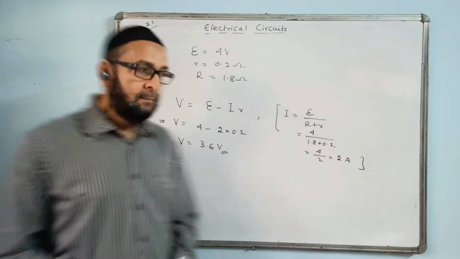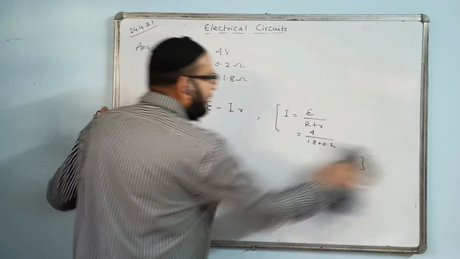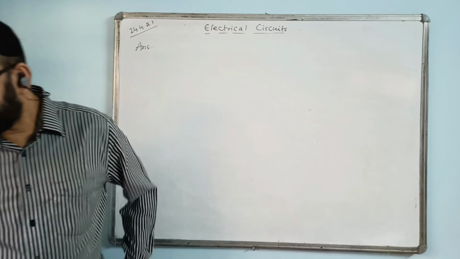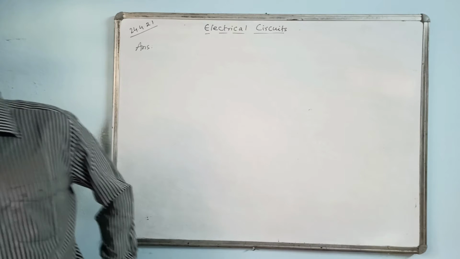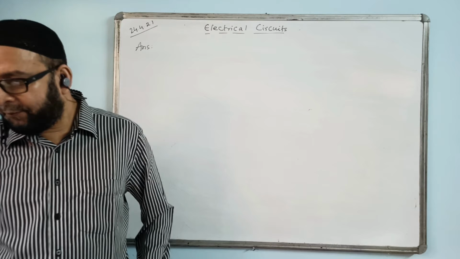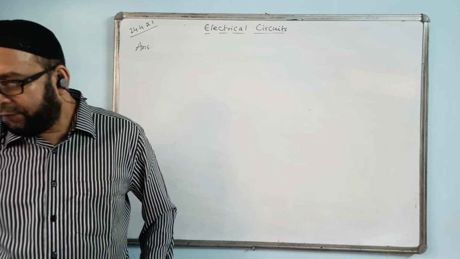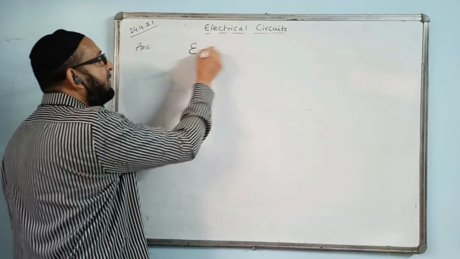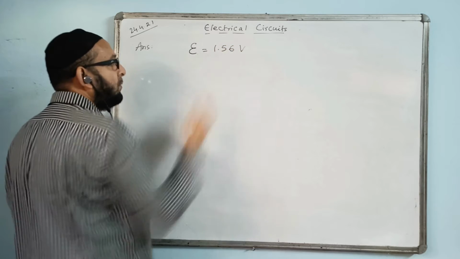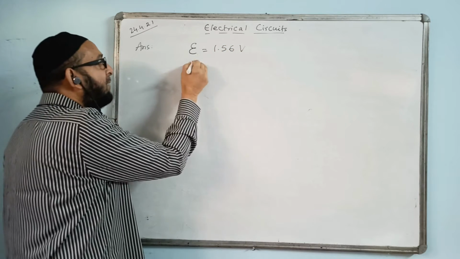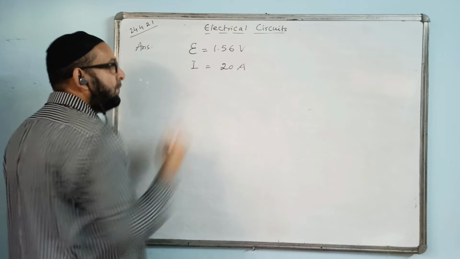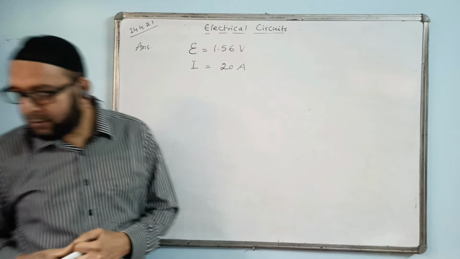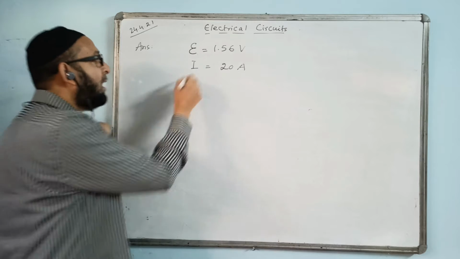So that is the question. Once again, I just repeat the question. What is the internal resistance of a dry cell which has an EMF of 1.56 volt if it has a short circuit current of 20 ampere? So first write the information. EMF is given 1.56 volt. Short circuit current, that is I value is known, 20 ampere. We have to find the internal resistance of the cell. This r is unknown.